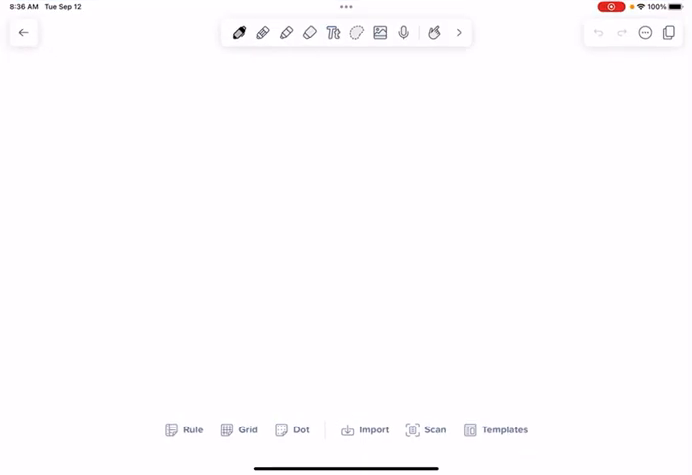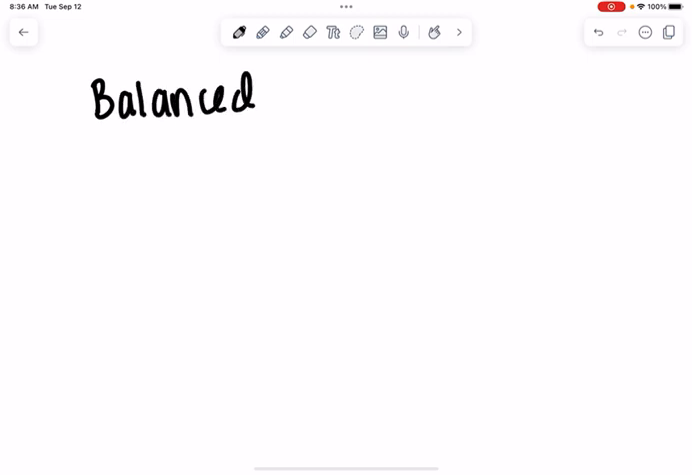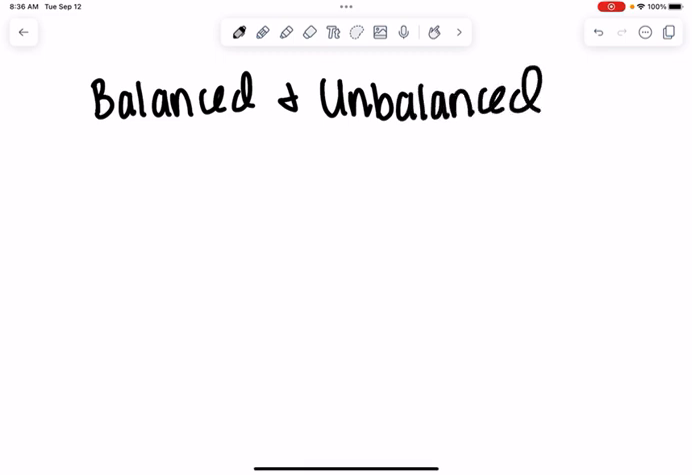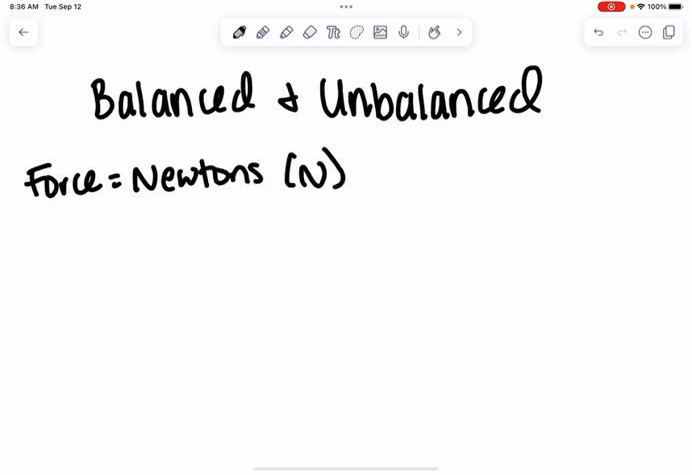Alrighty, let's discuss balanced and unbalanced forces. Force basically is required to make anything move ever, and we measure force in a unit known as newtons. Fun fact, the N in newtons is capitalized because it is named after a person, whereas units that are not capitalized are not named after people.